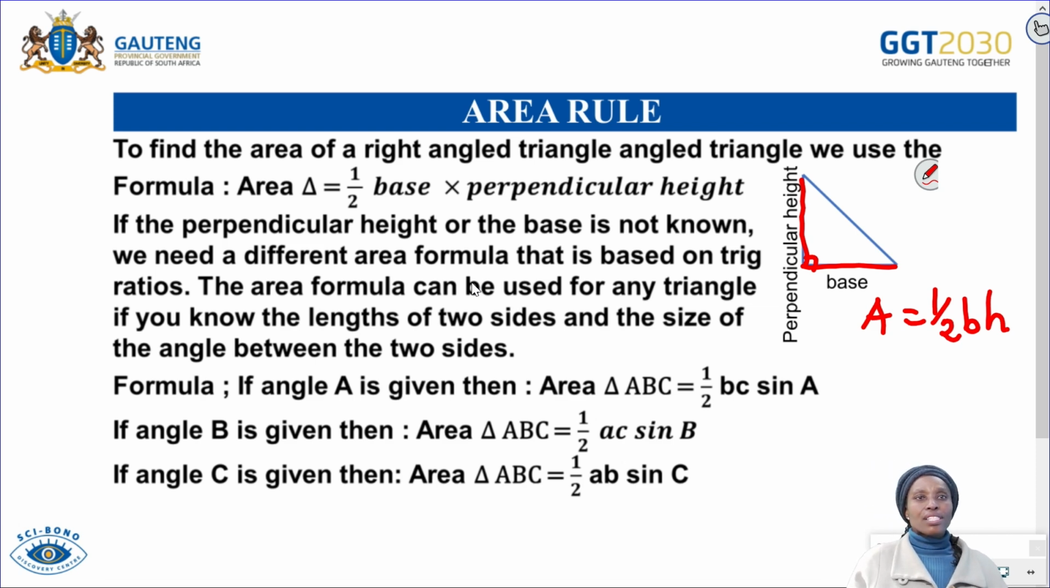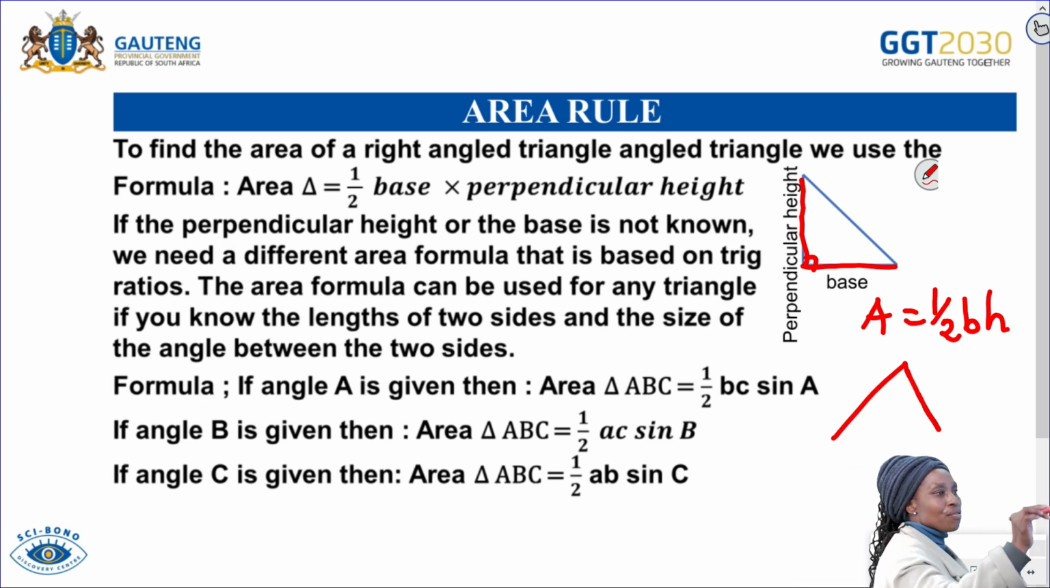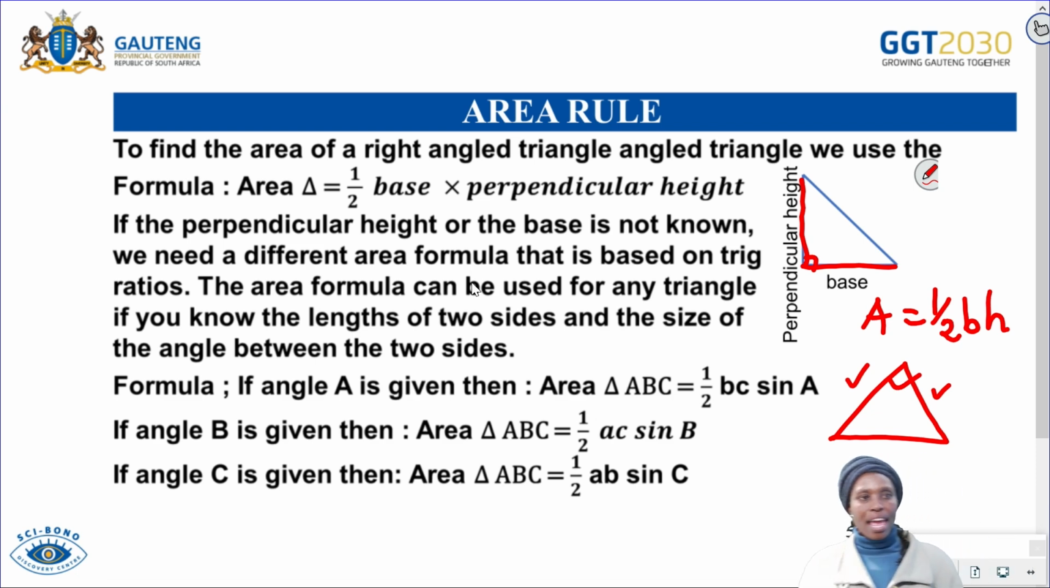The area rule is used when you are given two sides and the angle between the two sides. The area formula can be used for any triangle if you know the lengths of the two sides and the size of the angle between those two sides. Meaning, here I have my triangle with this side given, this side given, and the included angle. So I will use the area rule.